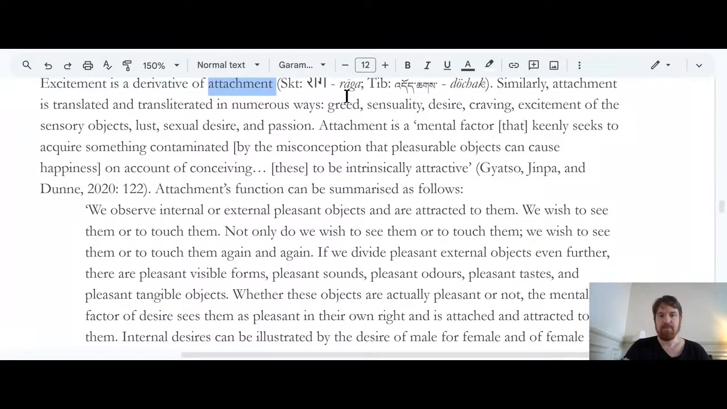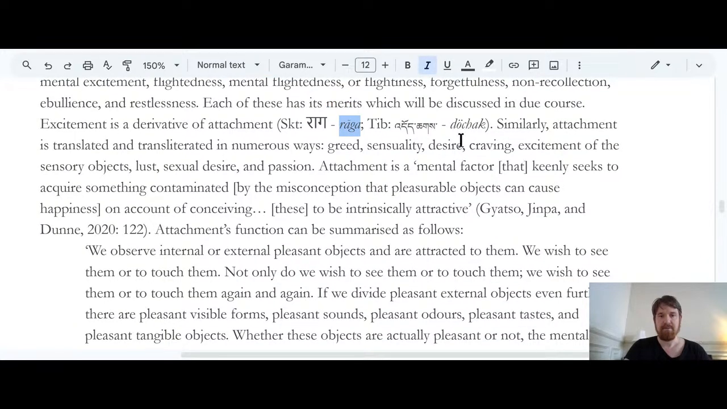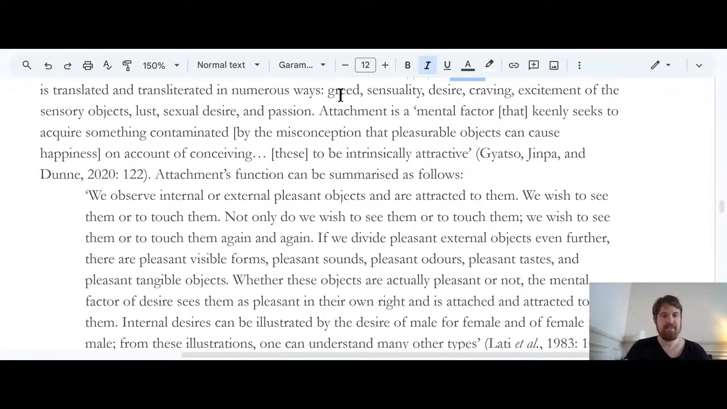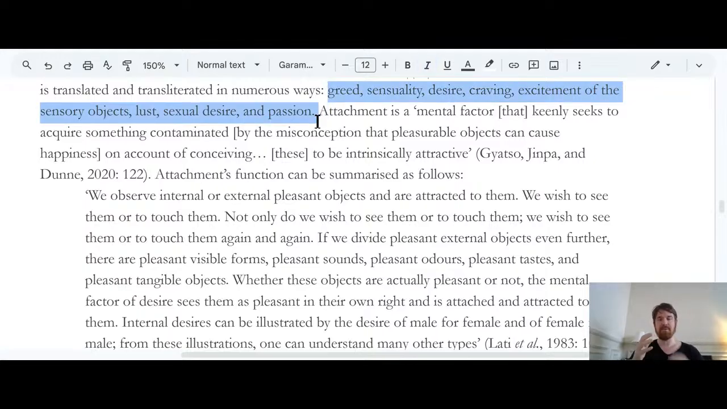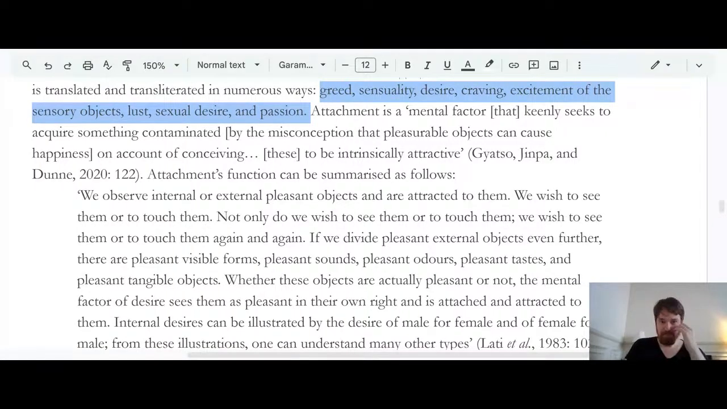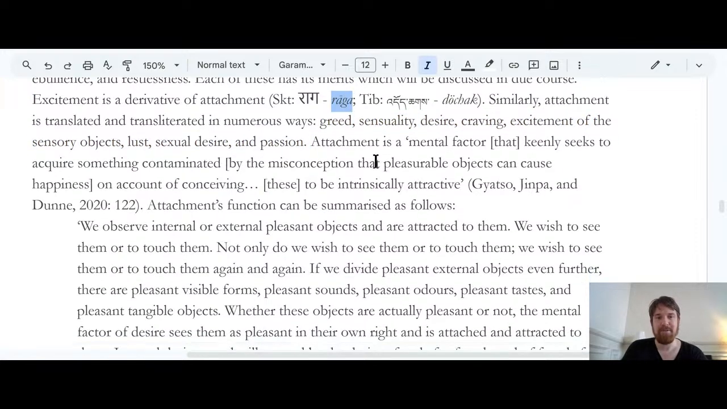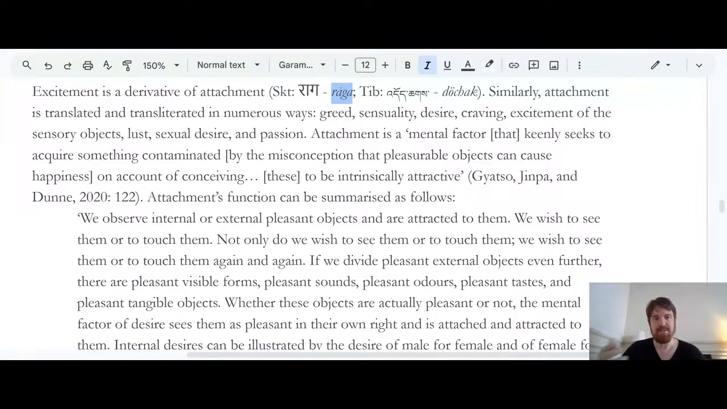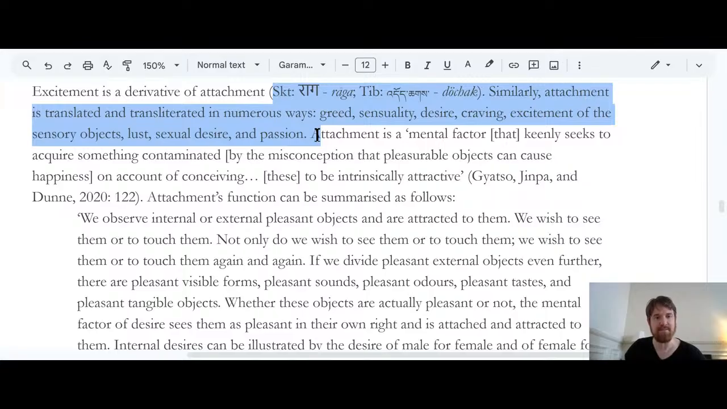Attachment, again, when you look up this word raga, or this Tibetan word duchak, it can be translated or interpreted in a number of different ways. So if you look in the Pali literature, if you look in academic literature, all over the place, you'll see a ton of different words used: greed, sensuality, desire, craving, excitement for sensory objects, lust, sexual desire, passion. So depending upon the context, this one word, raga, will be pressed into service, so to speak, to describe all of these different things. So what is the actual mental activity that is held in common with all of these things, right? That should be the question.